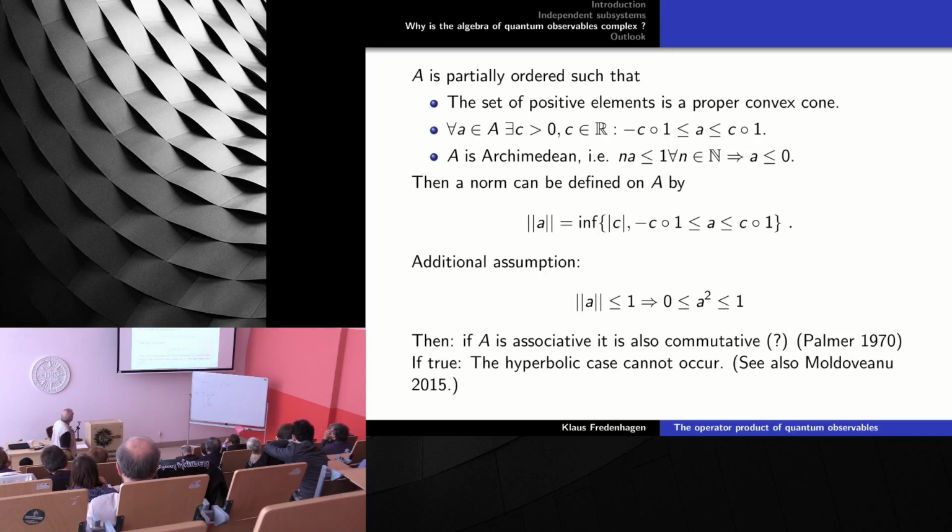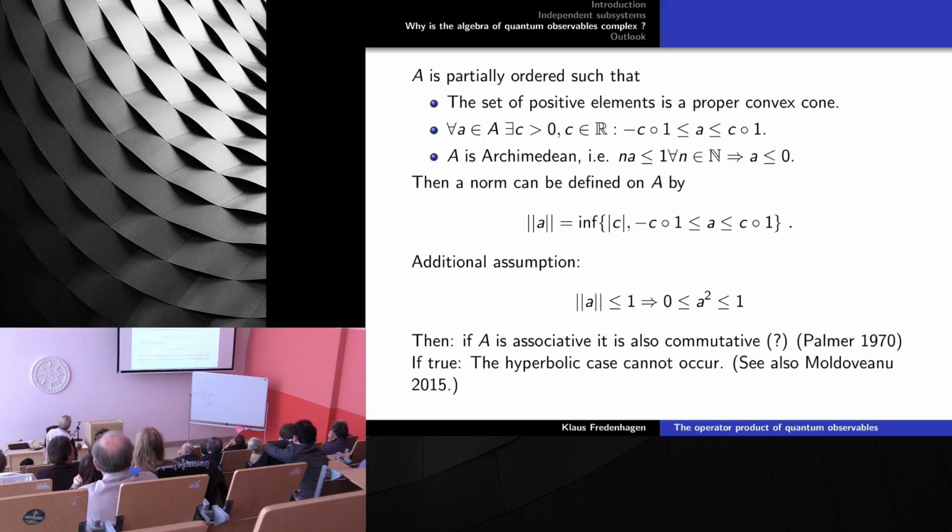So this means the following. This space is partially ordered. The set of positive elements is a proper convex cone, which in particular means if I multiply an element by a positive number, it remains in the set, and if I add two of them, the sum is also in this set. Then one has a comparison with the trivial observable, the 1. So all elements can be bounded by a multiple of 1, with a lower bound and an upper bound.